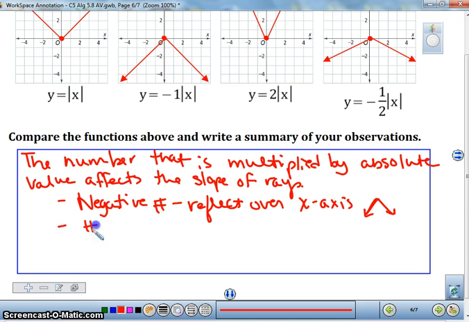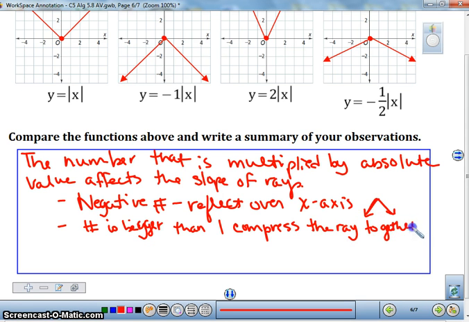If the number, as we talked about, is bigger than 1, any number bigger than 1, it's going to compress. What I mean by compress is it just kind of makes it a little steeper, the ray together. So by compressing the ray together, if you think about this, in this case from the parent one, it's a much narrower one. If we would have had the absolute value of 3x, it's even going to be more compressed, getting closer and closer together. If it was 10, it'd be even closer.